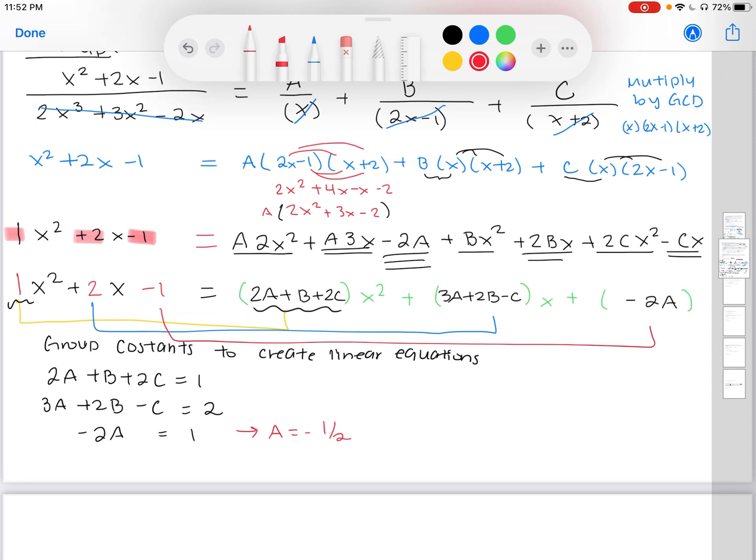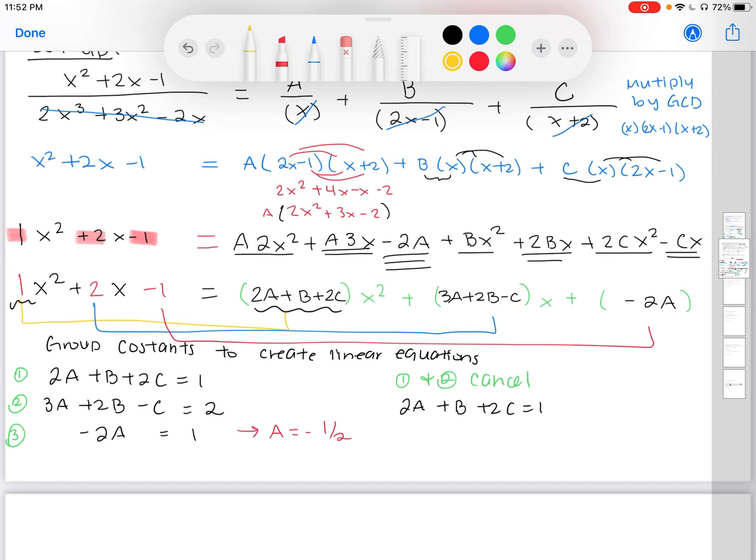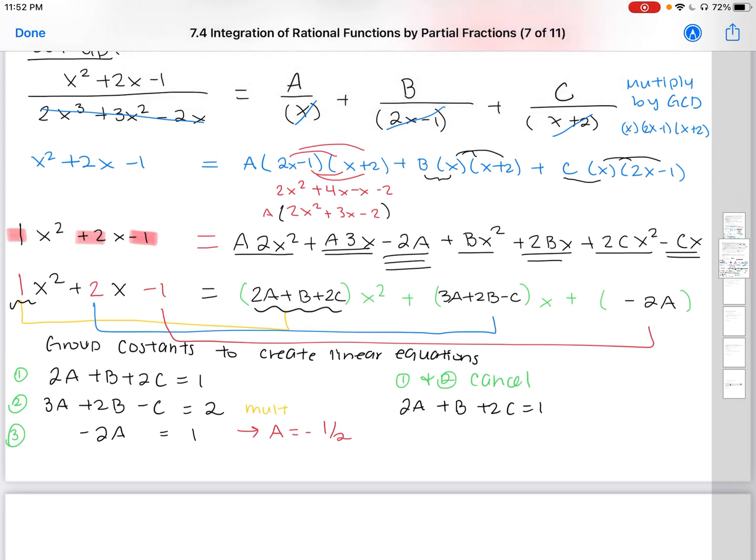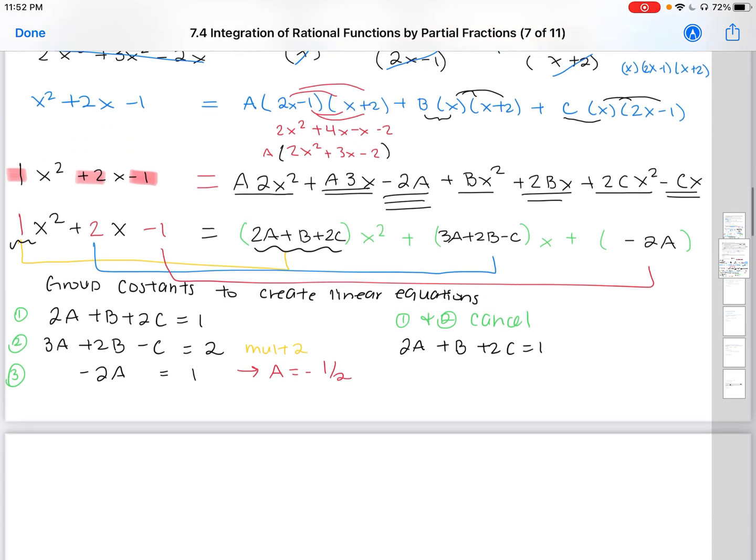Let's find another variable. When I'm working with linear systems or linear equations, I always like to number them to keep from making a silly mistake and to keep track of my work. All right, so we have an A. How about we work with two equations to cancel a variable? Let's cancel C. So let's take equations 1 and 2 to cancel the C, since that's an easy one to cancel. We take our equation 1, so we have 2A plus B plus 2C equals 1. And let's take equation 2 and multiply it by a 2, so that my C's can cancel.